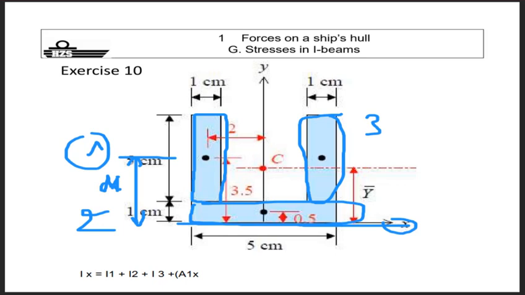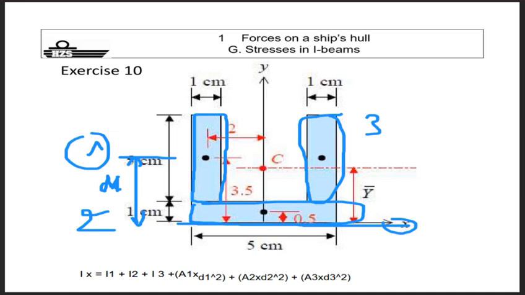Squared, plus correction 2: area 2 multiplied by distance 2 squared, plus area 3. I'll explain later. I first type it all out. Distance 3 squared. There you go. So what is the parallel axis theorem?